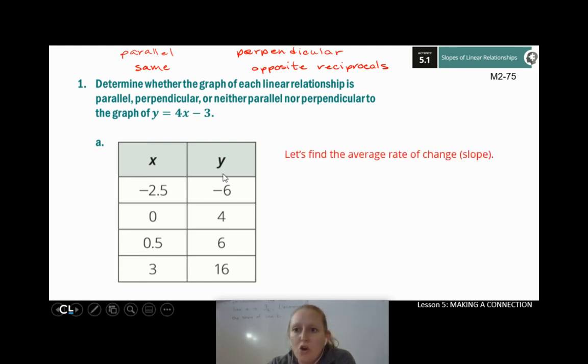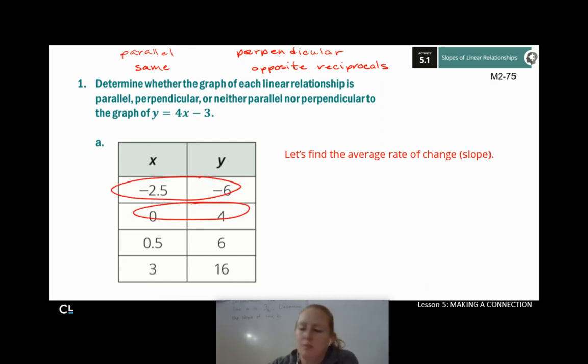Let's find our slope. Pick 2 points, any 2 points. I don't care which 2 points you pick. I'm going to pick this one and this one because it seems like a good idea at the time. So we're going to subtract our y coordinates on top. I'm going to do 4 minus negative 6 on top, and I'll subtract my x coordinates on the bottom, 0 minus a negative 2.5. We don't like the double negative.